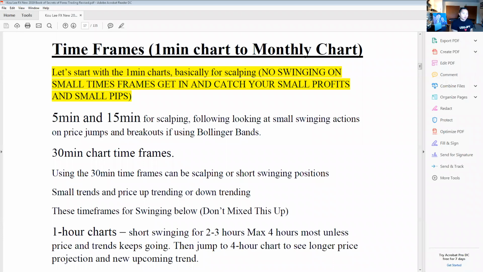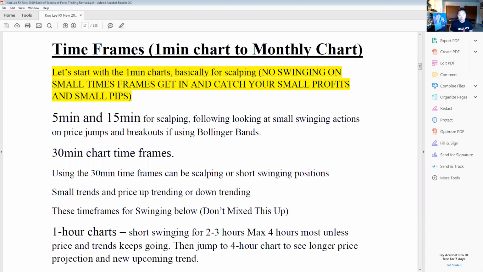Time frames. You have to understand what time frames you're using. The ultimate goal is to understand which time frames you're going to like the most and use the most, that way you're not getting caught up looking from the 1 minute to 5 minutes to 15 to 30, 1 hour, 4 hour, and then going all over the place and not knowing exactly what you're going to do. So the most important thing is to start with the shorter time frames.